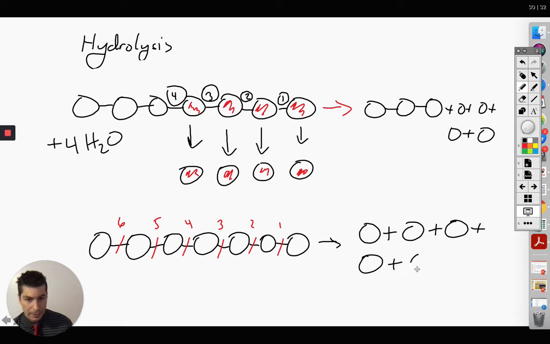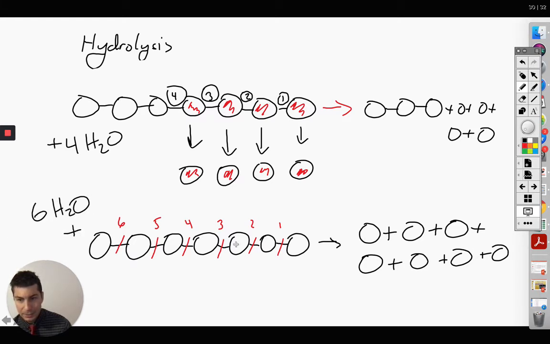so that I get my 7 polymers, all completely disjoined. So since it's like this, guys, I'm only going to need 6 H2Os because I only broke 6 bonds. I need to break 4 up here in order to get those 4 off. But down here, I'm breaking all of them.